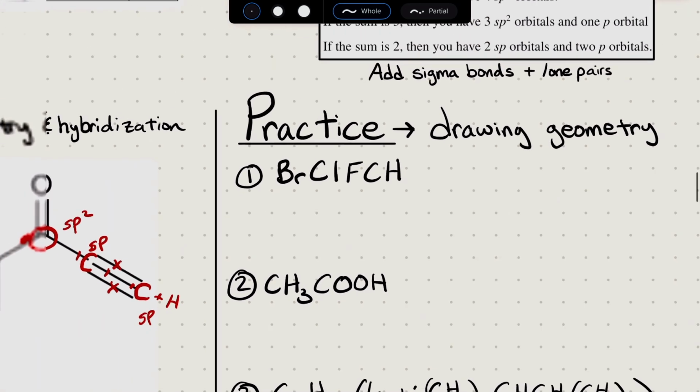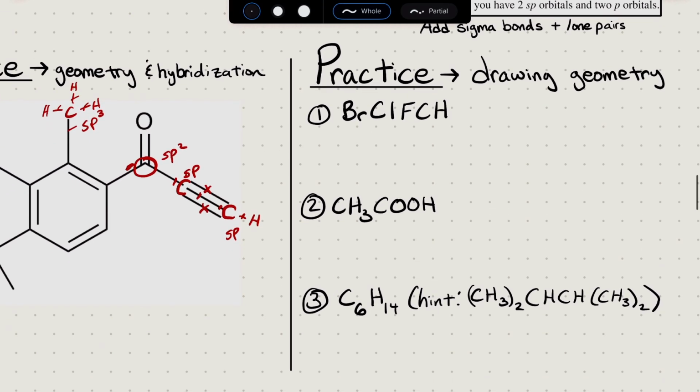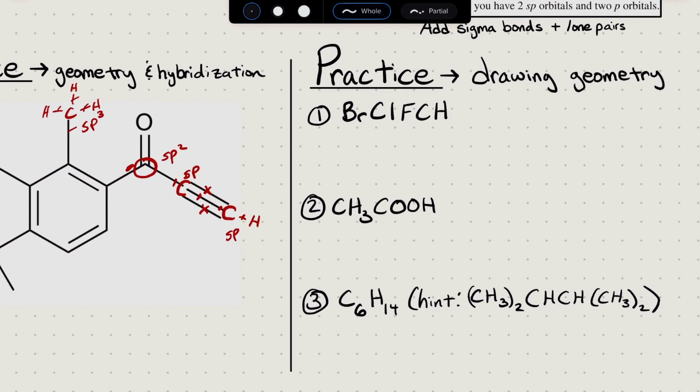Now this one is practicing drawing geometry, okay? These might be a little bit tough, and there's not going to be a wrong answer with any of these, and I'll explain why after you pause the video and give it a whirl. Try drawing these molecules.